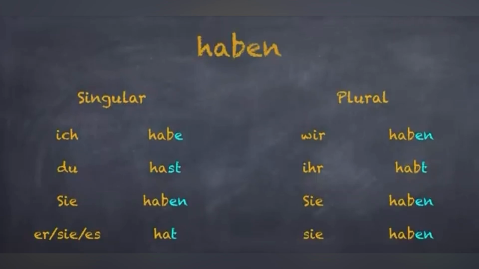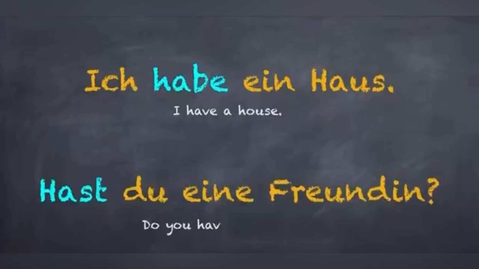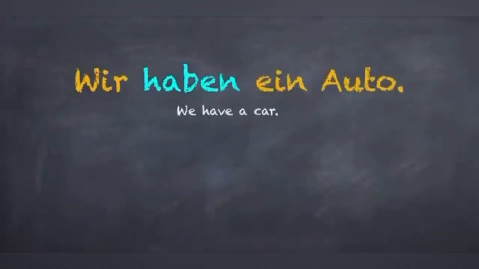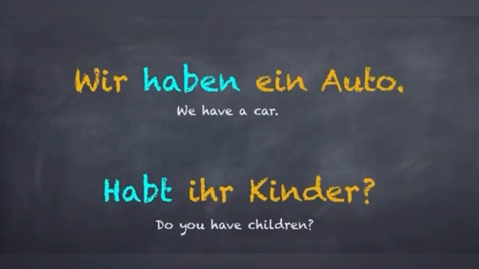Now let's look at a few sentences where haben has been conjugated and is being used as a verb. Ich habe ein Haus. Hast du eine Freundin? In each sentence, please concentrate on the subject and the conjugated verb. Wir haben ein Auto. Habt ihr Kinder? You can always refer back to the table to make sure about the conjugated verbs according to the subject.